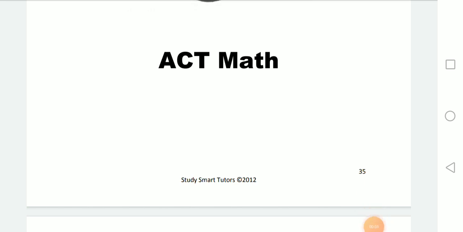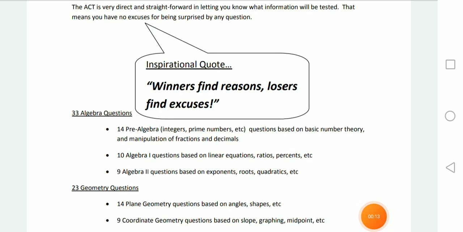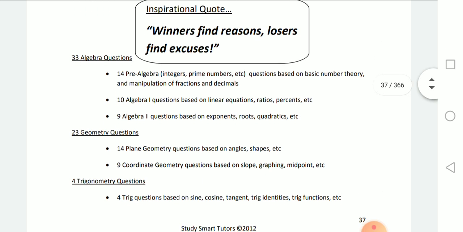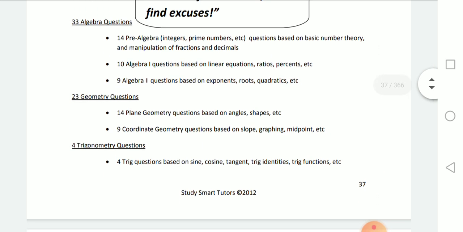Today we're going to talk about the ACT, and how I can prepare myself for the ACT math exam. Let's see together. The ACT is very direct and straightforward in letting you know what information will be tested. That means you have no excuses for being surprised by any question. I have here some questions that I know are coming in the exam.